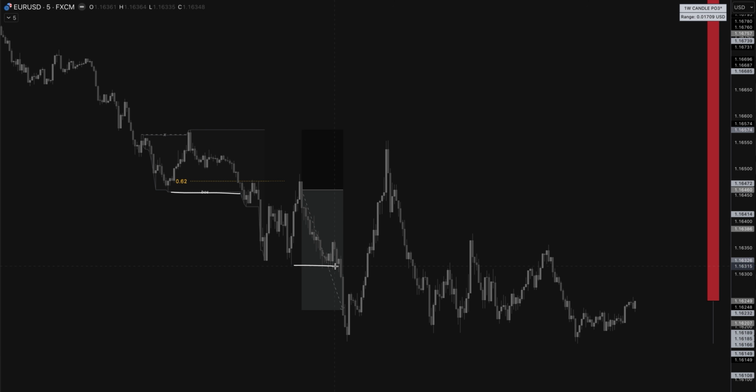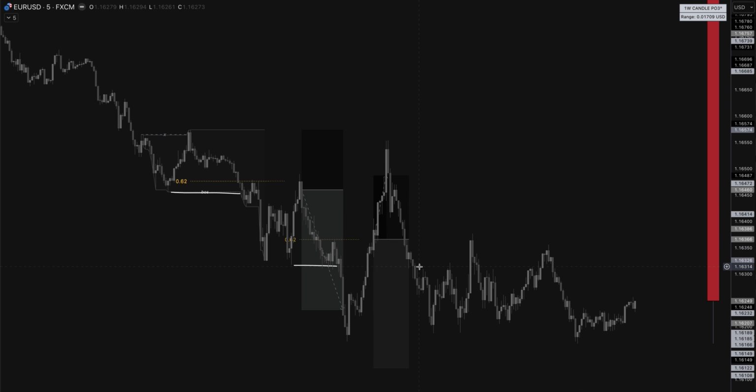Then we had the BOS over here, and normally if it was any other day, I would put my entry here, put my sell position there, stop loss there, target on 1 to 2, and you can see how quickly that would have been stopped out.